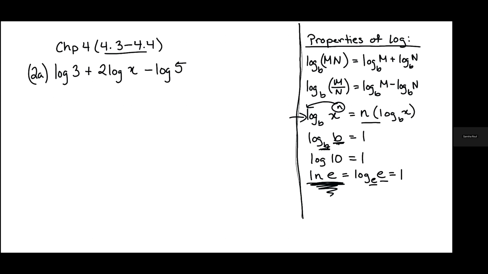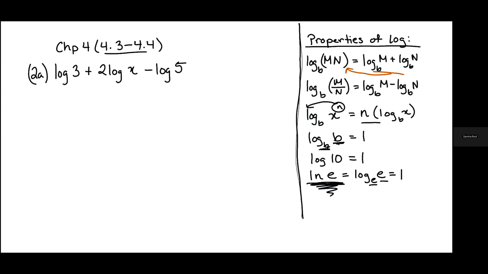So let's now move on to question number 2. Here we're going to be writing each of the expressions as a single log expression. That means we need to condense or combine these into one log expression. When it comes to each of the properties, we basically have to use them backwards. So essentially, we're looking at the properties from here, and then we're trying to get to this form.